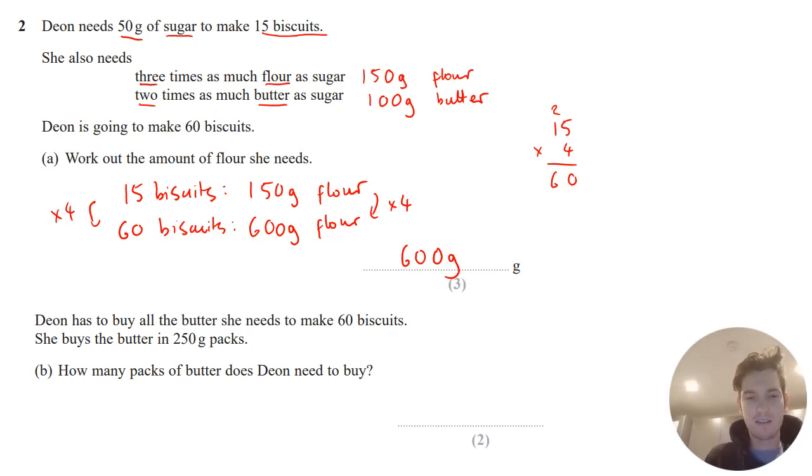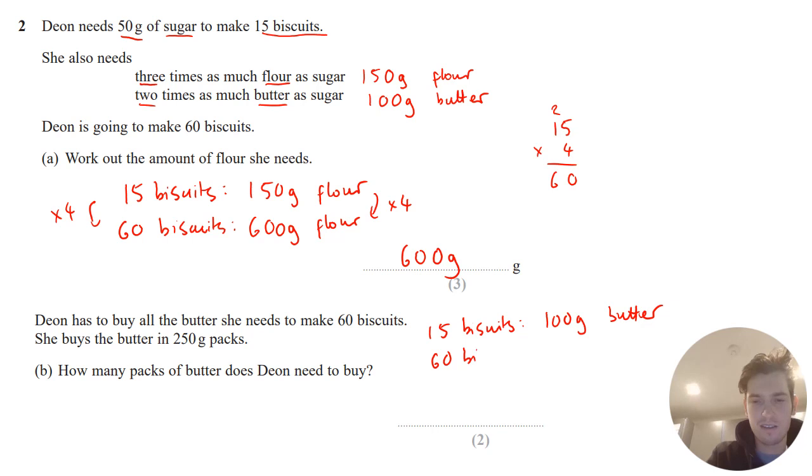Then for part B, Dion has to buy all the butter she needs to make 600 biscuits. She buys the butter in 250 gram packs. How many packs does she need? I think the first thing I need to work out is how much butter she needs. So I'll go back to my original, which was 15 biscuits. She needs 100 grams of butter. So for 60 biscuits, again, I'm just going to times by 4, so 400 grams of butter.